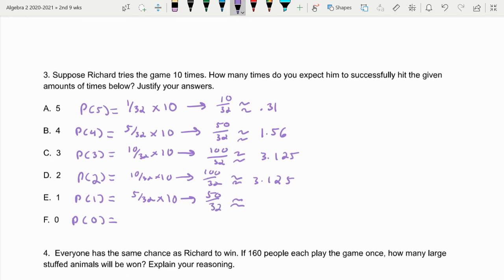Okay. So the probability of 5 out of 32 times 10 is 50 out of 32, which is about 1.56. And as you can see, even with the number of tries, we'll get that same pyramid type reaction out of this. All right. And then probability of 0, which is 1 out of 32.